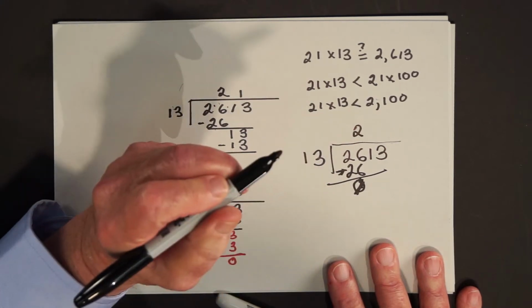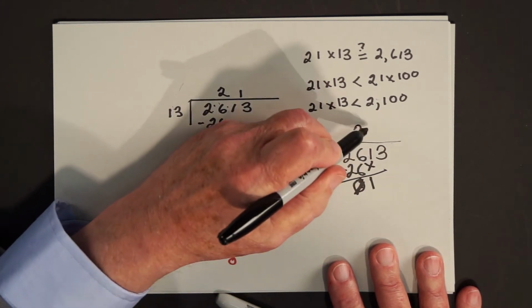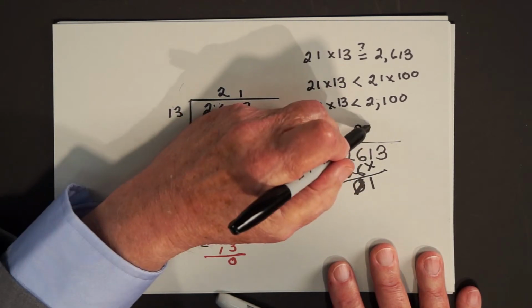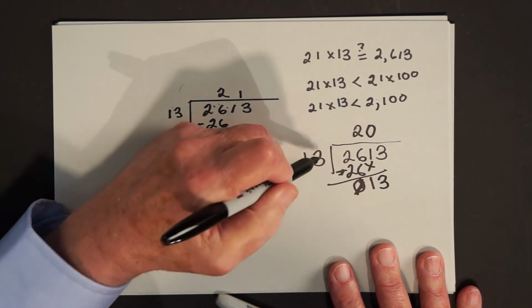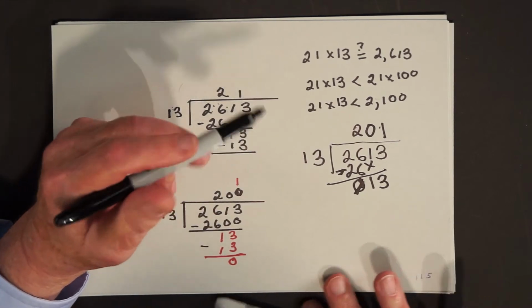There's none left over. I bring down the 1, but because I brought down the 1, something has to come up here. Well, 13 is more than 1, so I can't take 13 out of that. Then I bring down the next number, and that goes once. The right answer should have been 2001.